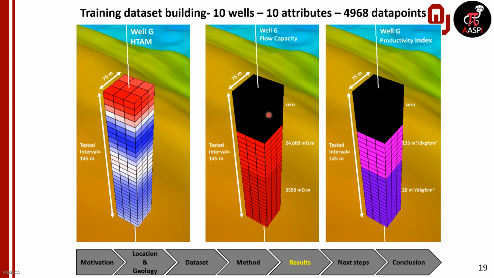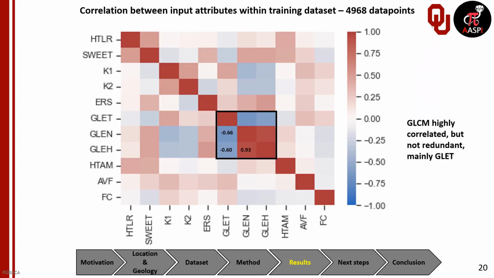And here at the same interval, we have the flow capacity values from the well test and the productivity index as well. We did it for 10 wells, 10 attributes. We have nearly 5,000 training data points.